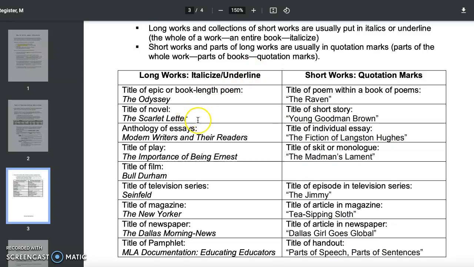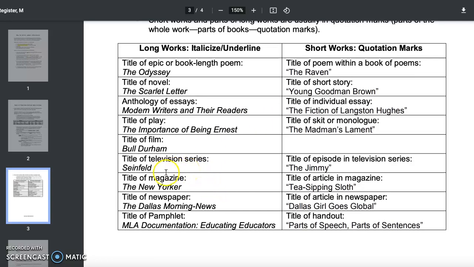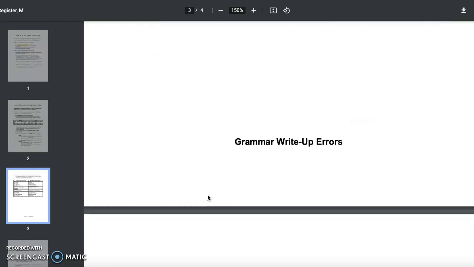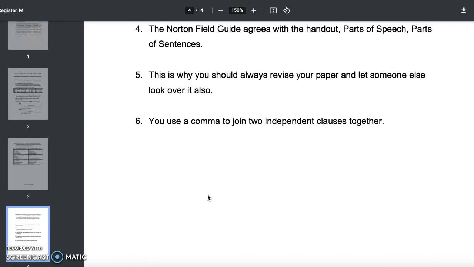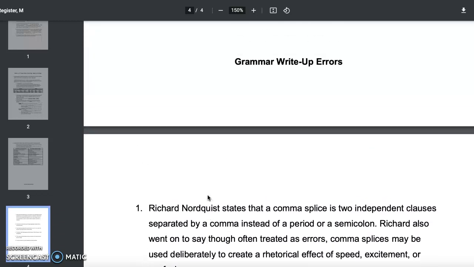A novel title would always be in italics. The title of a short story or a chapter would be in quotation marks. A TV series, Seinfeld, would be italicized, but the episode of a television series would be in quotation marks. Again, the container is italicized. The element within the container is used in quote marks. The magazine, The New Yorker, would be in italics, but the name of the article would be in quotation marks. And then these are just a few common grammar errors and punctuation errors I see.